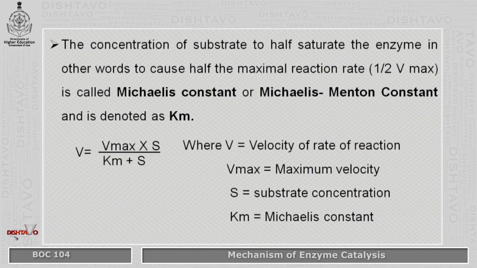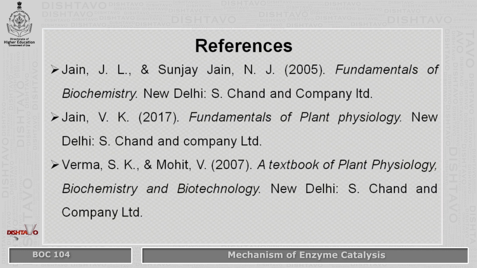The concentration of substrate that half saturates the enzyme, in other words, that causes half the maximal reaction rate, is called the Michaelis constant or Michaelis-Menten constant. It is denoted as Km. The formula is V equals Vmax into S upon Km plus S, where V is the velocity or rate of reaction, Vmax is the maximum velocity, S is the substrate concentration, and Km is the Michaelis constant. These are the references which were used for the preparation of the module.